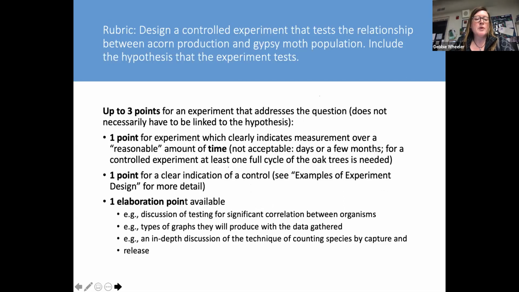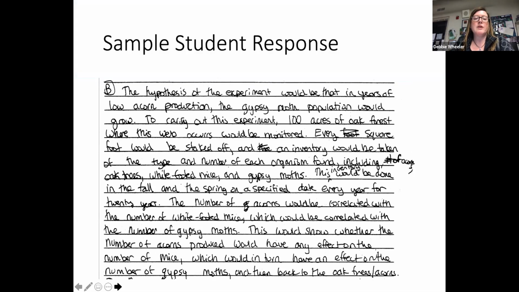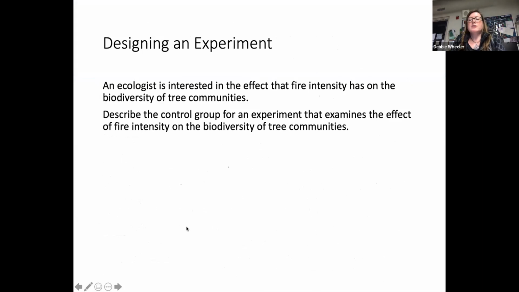Okay, I'm going to skip over the remaining parts of this question because I want to give you a new one. So an ecologist is interested in the effect that fire intensity has on the biodiversity of tree species. Describe the control group for an experiment that examines the effect of fire intensity on the biodiversity of tree species. You will need to know the independent and the dependent variable here in order to come up with a control. So if you would take a minute to come up with a good independent variable and dependent variable, and then a control for this experiment.